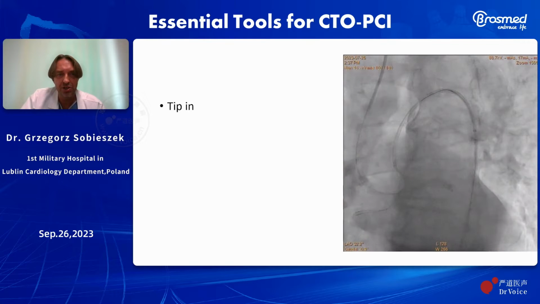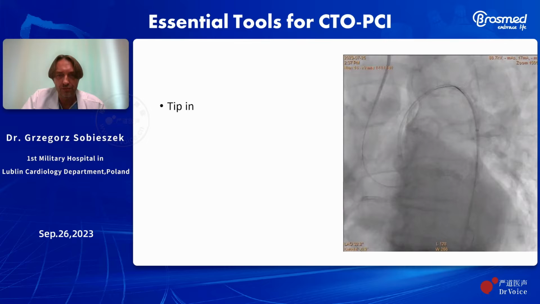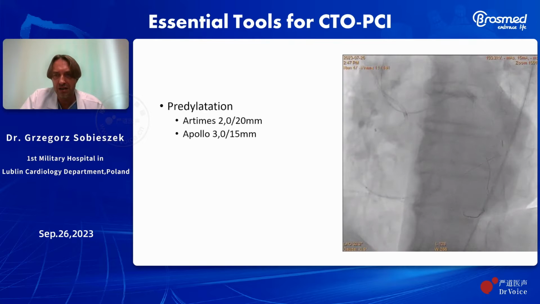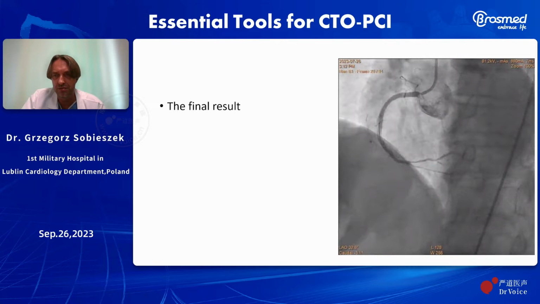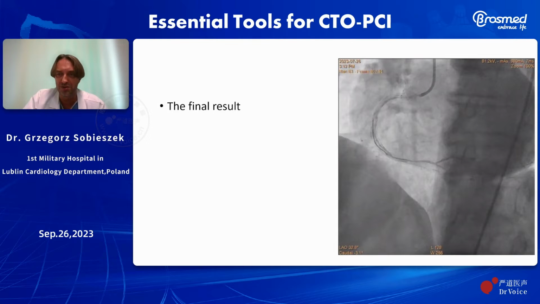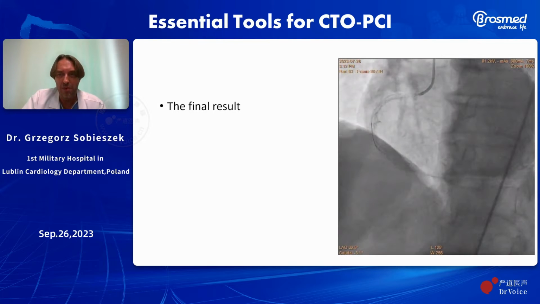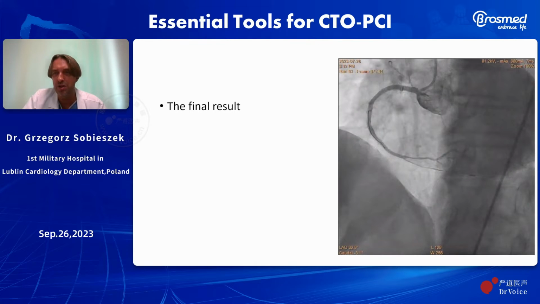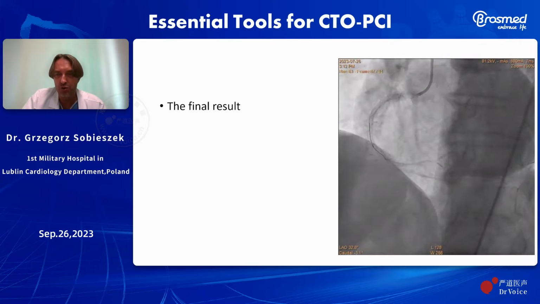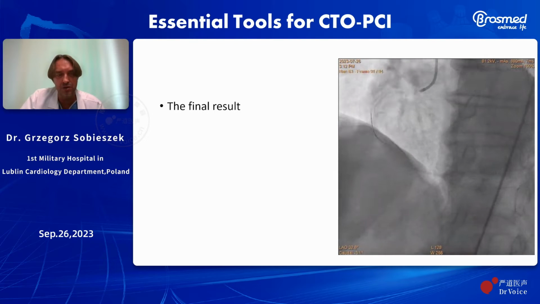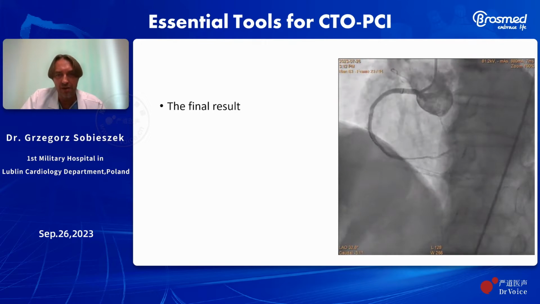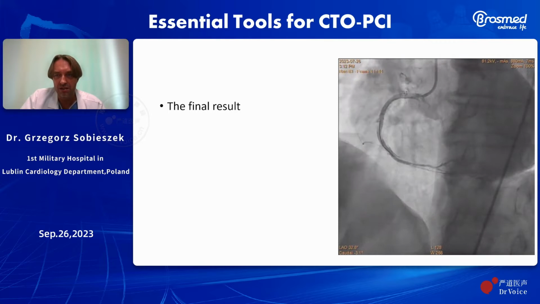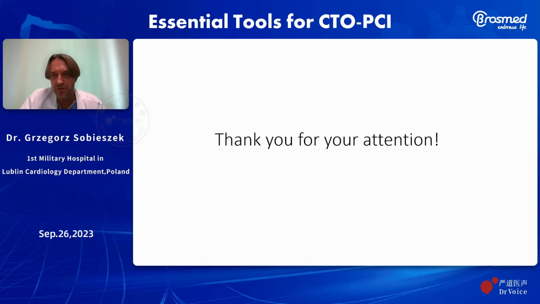And predilatation and the final result. So in CTO, in conclusion, we have sometimes many different options, but sometimes the option that normally is regarded as most risky, like epicardial collaterals and risk of ischemia or perforation, is the easiest way. Thank you very much for your attention.